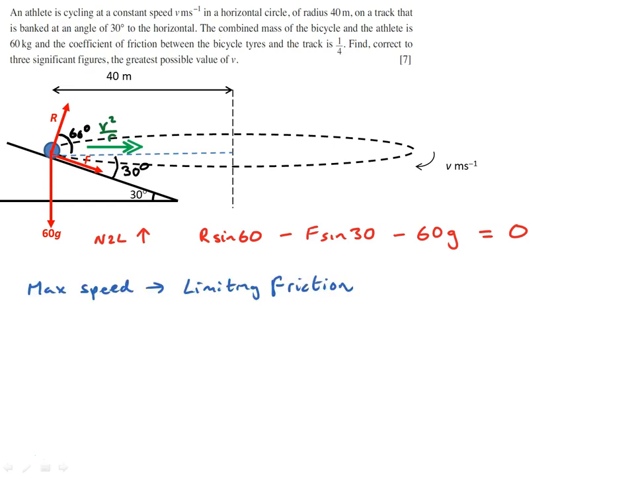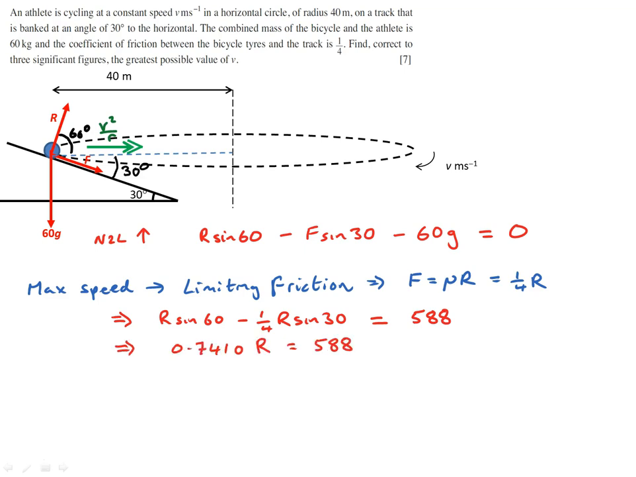Because we've got the cyclist going around at maximum speed, it means the friction is limiting, so the friction must be mu times R, and we're told that the coefficient of friction is 1/4. So the equation we've just written down can be rewritten as R sine 60 minus 1/4 R sine 30 must equal 588. In other words, we've got 0.7410 times R equals 588, or R is 793.5 newtons.